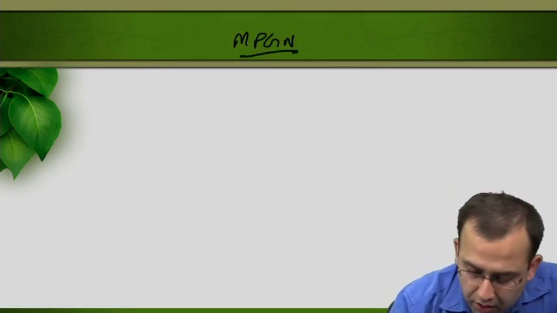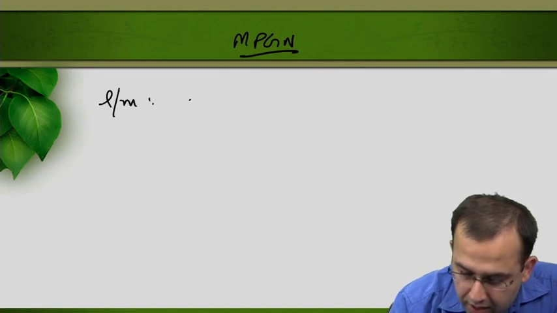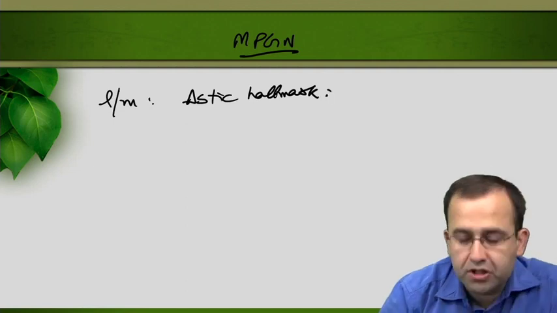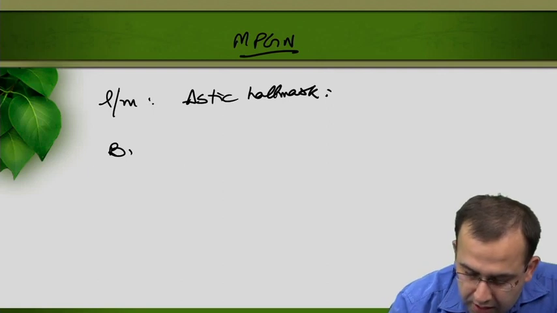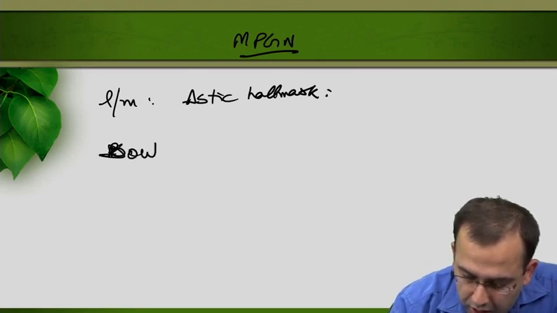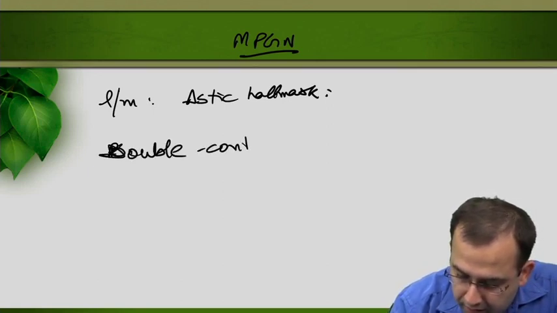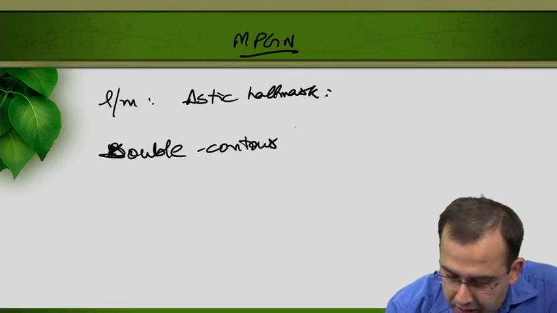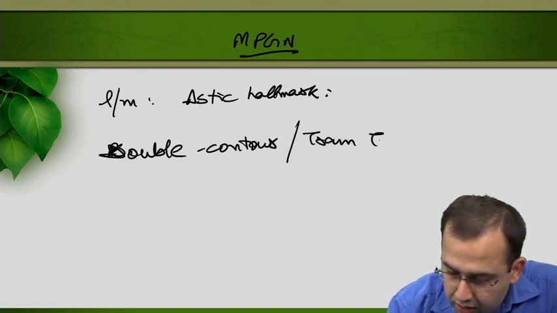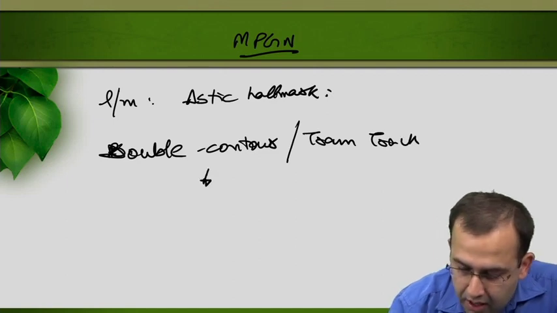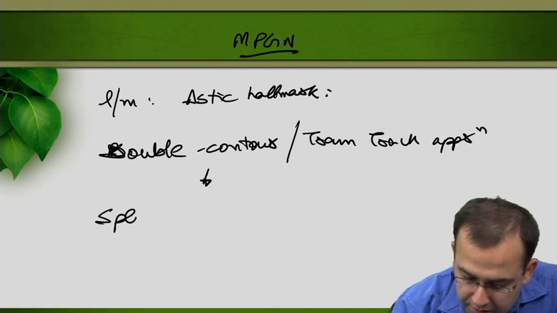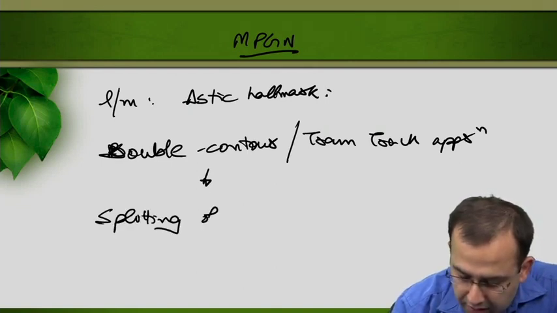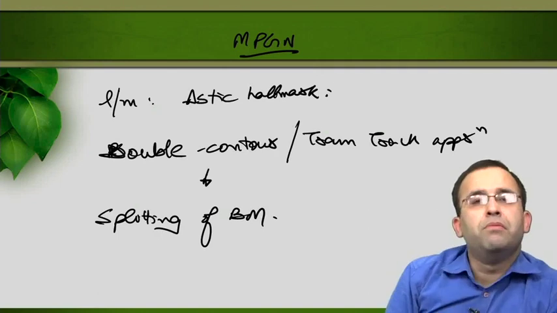Next, let us see 1-2 points about MPGN. The diagnostic hallmark in light microscopy of MPGN is the double contour or tram track appearance, arising because of splitting of the basement membrane.